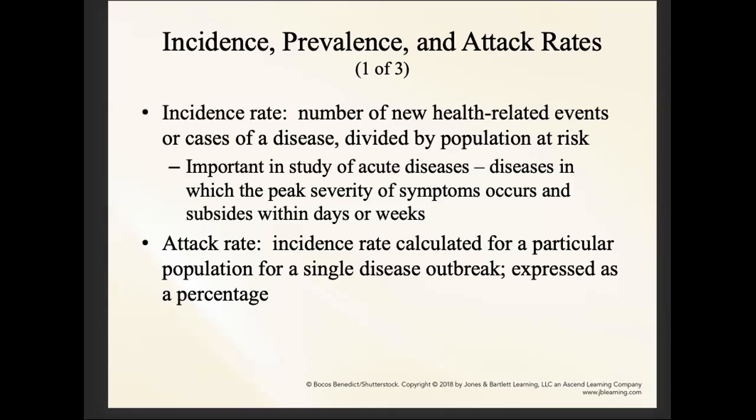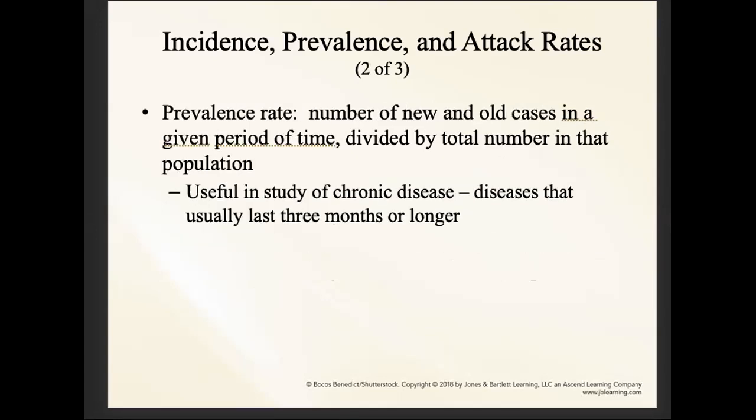Attack rates are the incidence rate calculated for a particular population for a single disease outbreak, and it's usually expressed as a percentage. Prevalence rate is the number of new and old cases in a given period of time, divided by the total number in that population. So this is really useful in the study of chronic diseases, like those that last 3 months or longer.